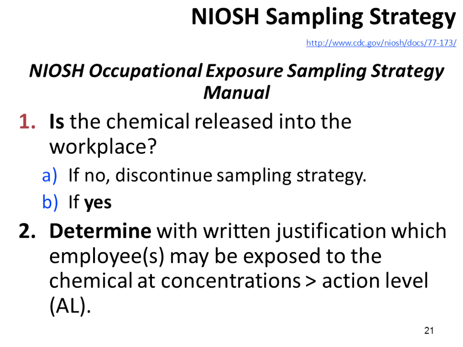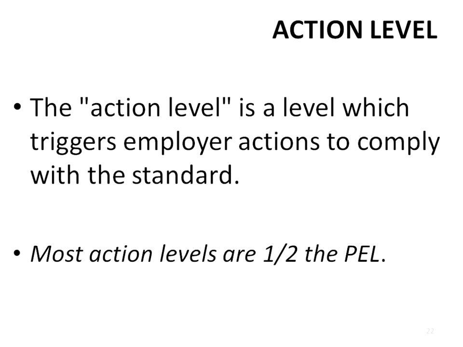So first we ask ourselves, is there a chemical in the workplace? And if there isn't, then I guess we don't need to implement our sampling strategy until there is a change in the process. But if there is, then it's time for us to start to develop our sampling plan as to who may be exposed at concentrations that are above an action limit.